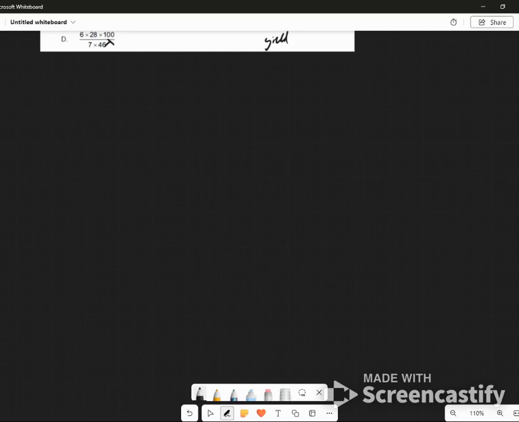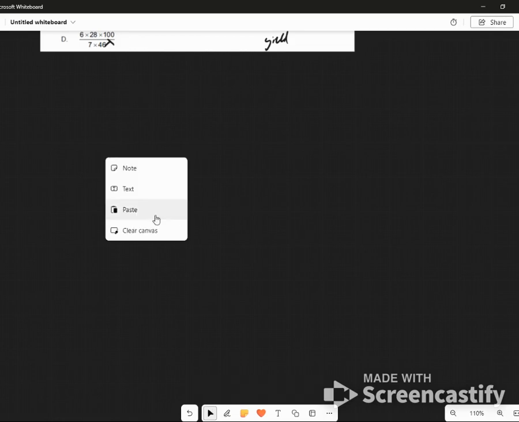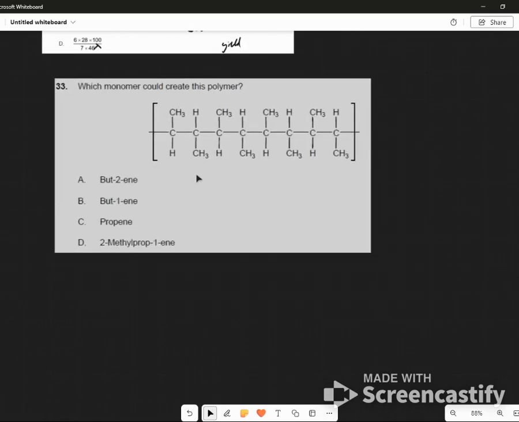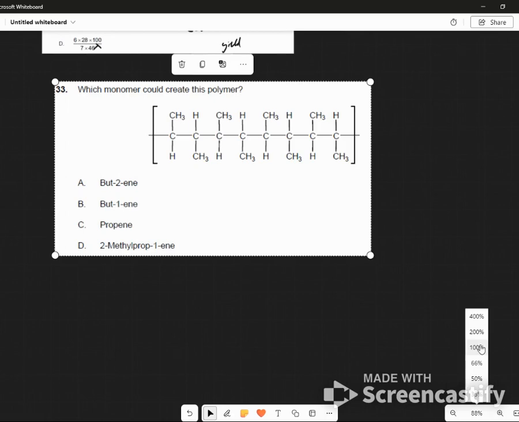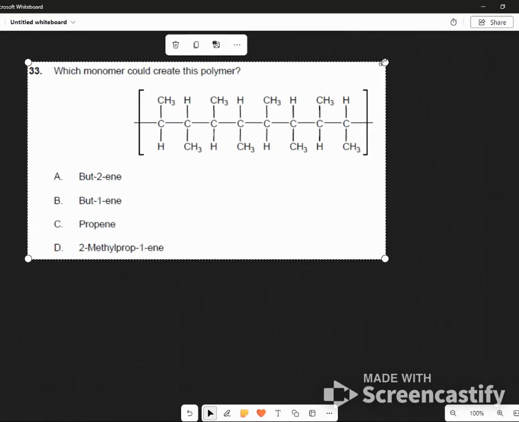Here we go. Gosh, that started ages ago. All right, let's have a look at this one. A nice, easy organic one. There we go. Now I'm going to send you the PDF of this, so I want this nicely done.